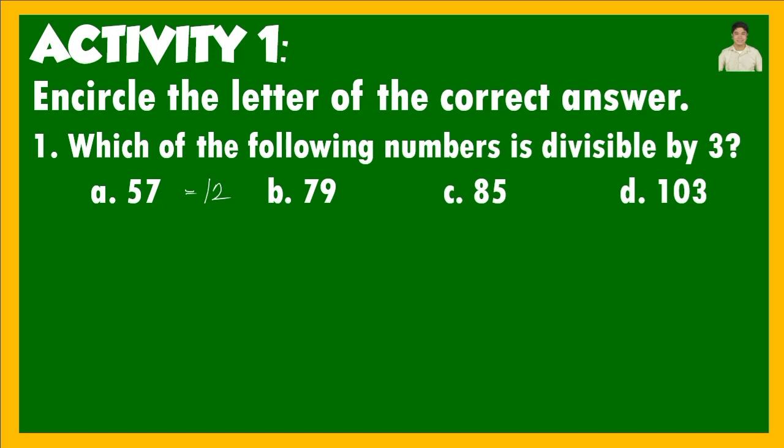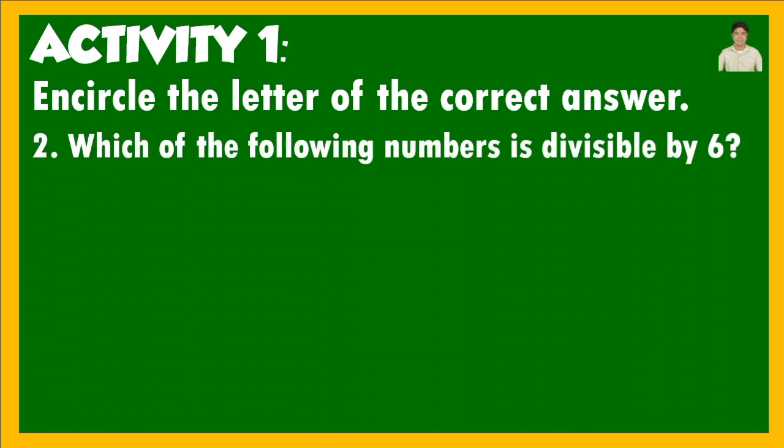Next, 7 and 9 will get 16. So add lang po natin yan. 5 plus 7, 12. 7 plus 9, 16. 85, so 8 plus 5 will have 13. 1 plus 0 plus 3 will have 4. So among the choices, ang may sum dito na divisible by 3 or multiple of 3 is letter A, 57. So 57 is divisible by 3. 16, 13, 4. Ayan, yung nakuha nating sum, hindi po natin yan pwedeng i-divide sa 3, kasi magkakaroon ng remainder or sobra.